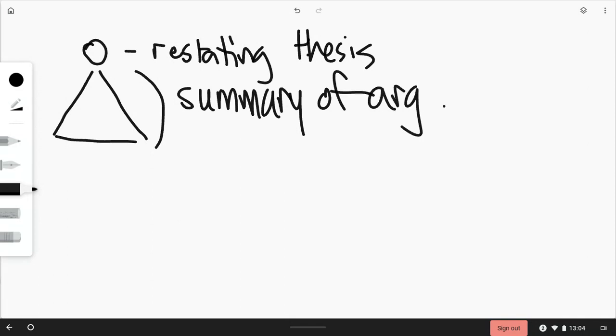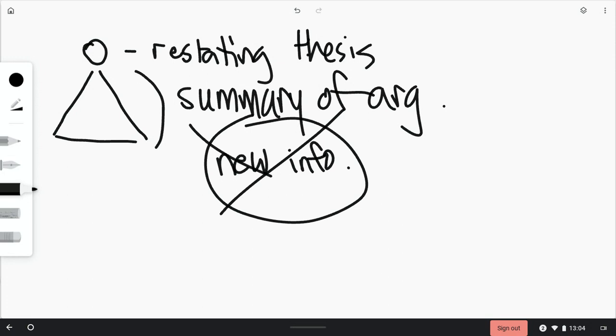One thing though, do not bring new information in here. This is not a place to all of a sudden say, oh, look, here's another reason why my opinion is true. That only belongs in your body paragraphs. While you're in your conclusion paragraph, do things like embed. So bring back to the source.